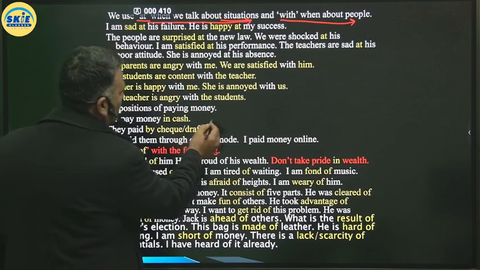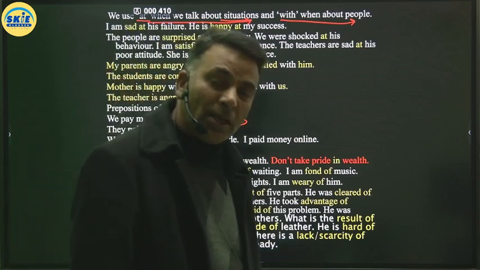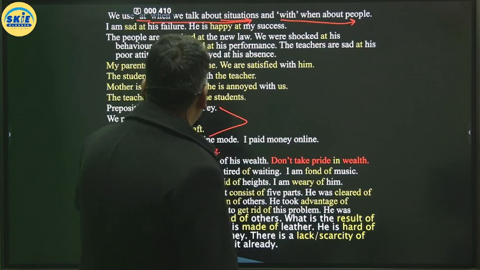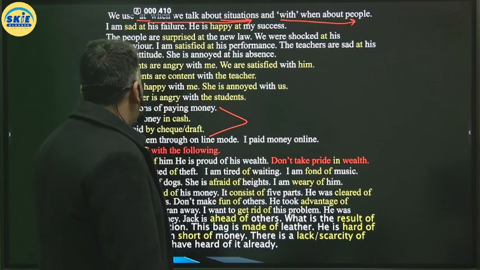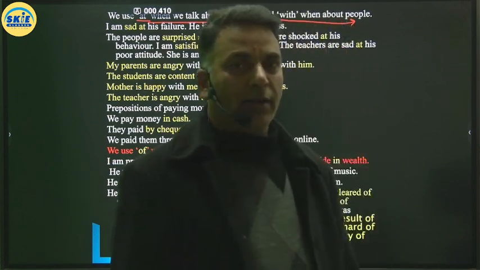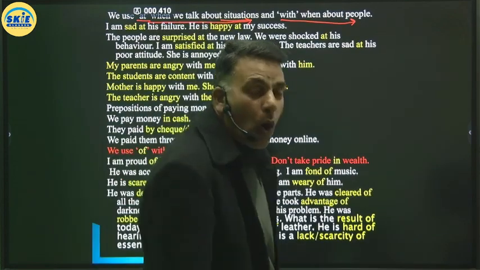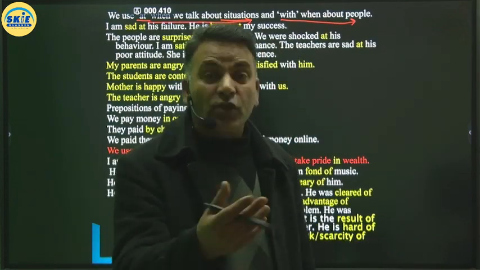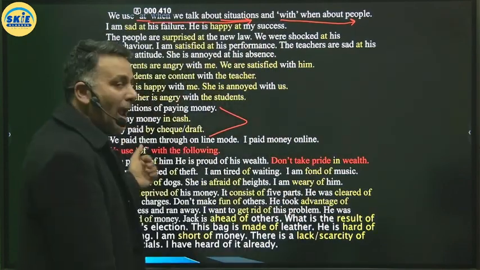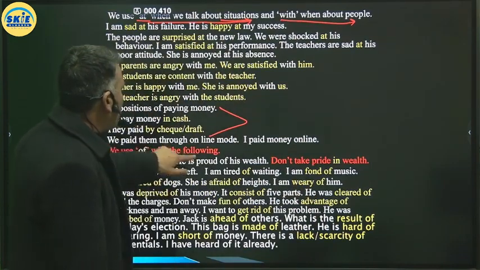And there are some prepositions of money also. We pay money in cash, by check. You pay money in cash, you pay it by check, you also pay by draft. But boys and girls, you can also pay online, right? He paid me online. That is the modern transaction, right? Online is also possible. In, by, and online. All right?